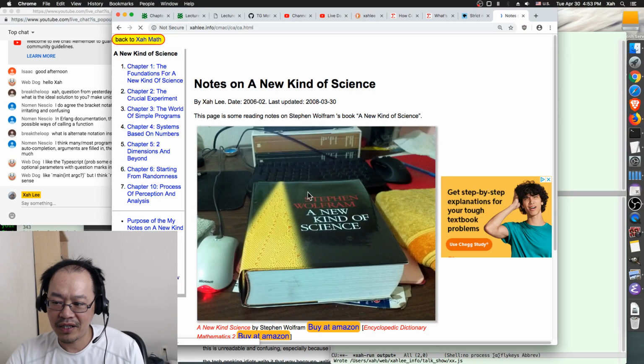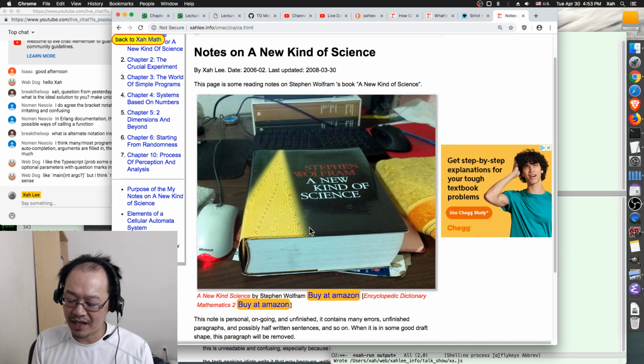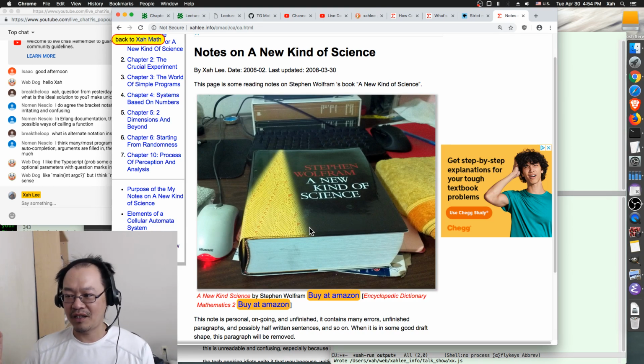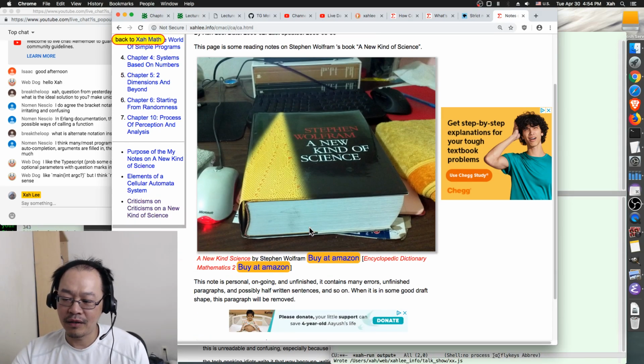So he wrote this book. Supposedly, it's like 20 years of his research. He's very much into this. The subject matter is basically cellular automata. We should talk about that, because that's an incredible, fascinating topic. You can look it up on Wikipedia.